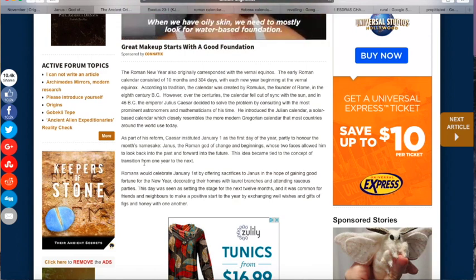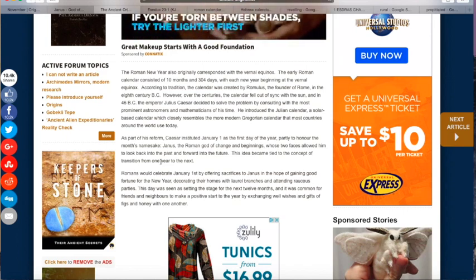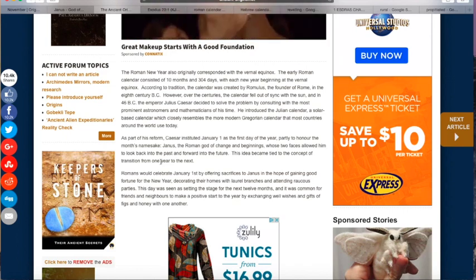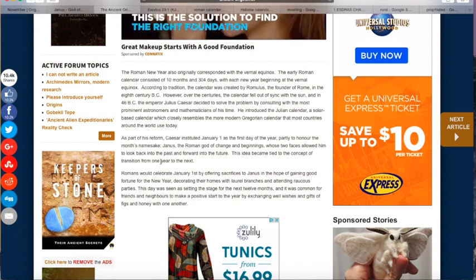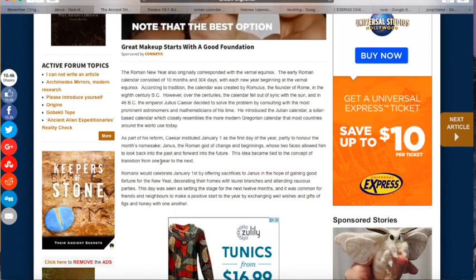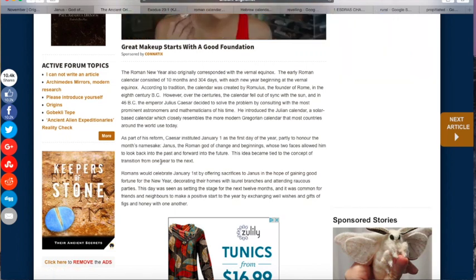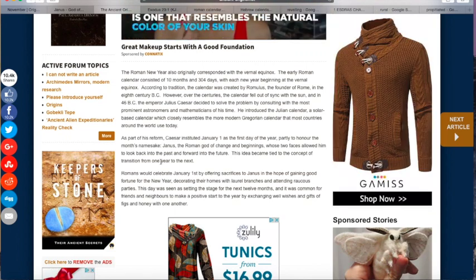Okay. However, over the centuries, the calendar fell out of sync with the sun, and in 446 BC, the Emperor Julius Caesar decided to solve the problem by consulting with the most prominent astronomers and mathematicians of his time. Okay, he introduced the Julian calendar, a solar-based calendar which closely resembles the more modern Gregorian calendar that most countries around the world use today. All right, so yeah, that's pretty much what I was saying in regards to that other site.